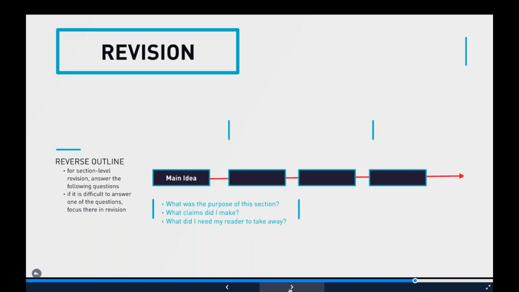As you go through, ask yourself, what was the main idea of this paper or this section? What claims did I make? Then ask yourself, did I give evidence for that? Look through it and tell yourself, yes or no, I gave evidence for the claim that I intended to make in the section.